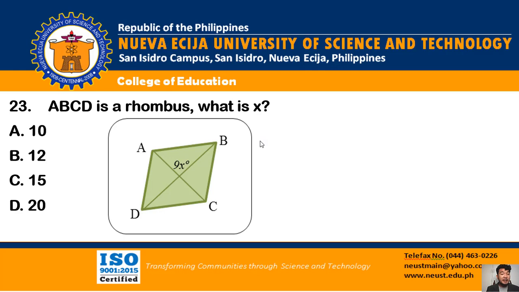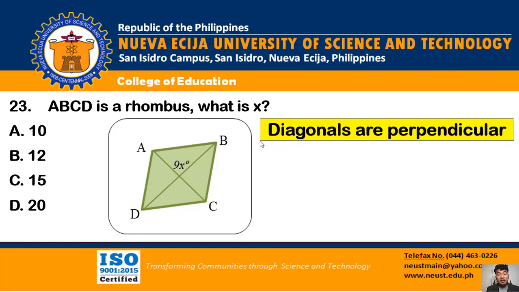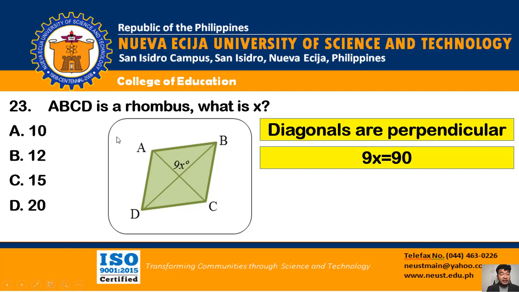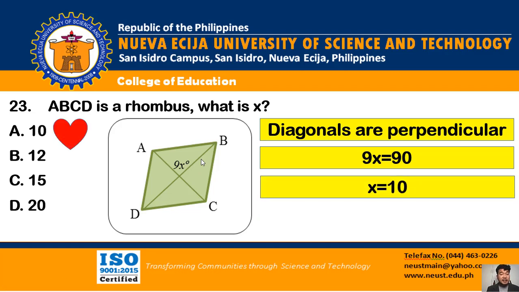Number 23. ABCD is a rhombus. What is X? Take note that diagonals of a rhombus are perpendicular, meaning they formed right angle. So that we may say that 9x is equal to 90. The measurement of this angle is equal to 90. Then we solve for x. X is equal to 10, or letter A.